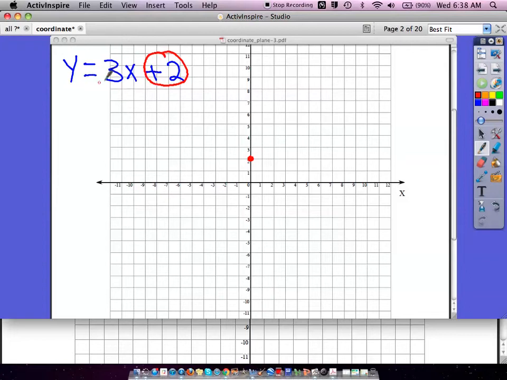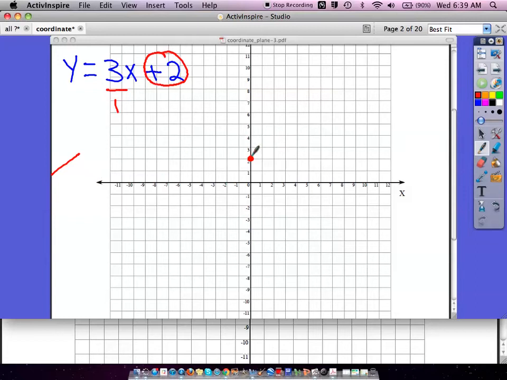Now, there's no negative in front of this, so I know my line is going to be going like this. It's going to be a positive slope. Now, for a slope, you need a top number and a bottom number. So remember, we just put this over 1. So basically what we're saying is we're going to go up 3 and over 1, up 3 and over 1, and remember our line at the end should look like that. So that should help you decide whether you're going to go left or right because it's positive.